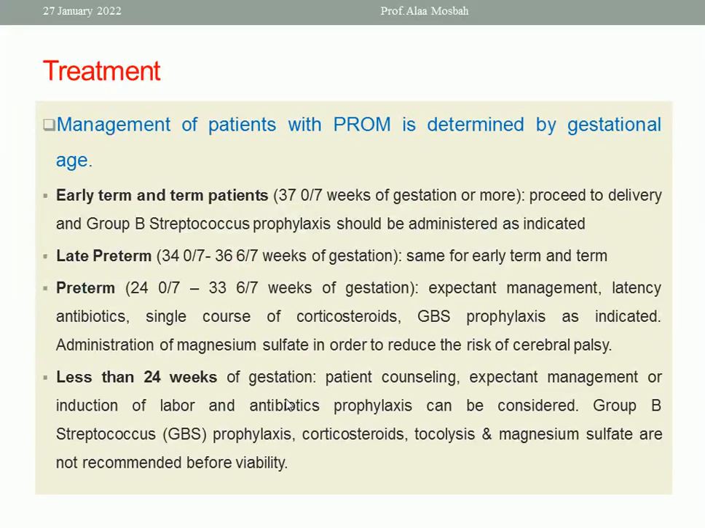What about the treatment? Management of PROM is determined by the gestational age. Let us understand this point. If we have an early term and term patient, those above 37 weeks gestational age, you should proceed to delivery and give prophylaxis for Group B streptococcal infection. So, early term and term, proceed to delivery.